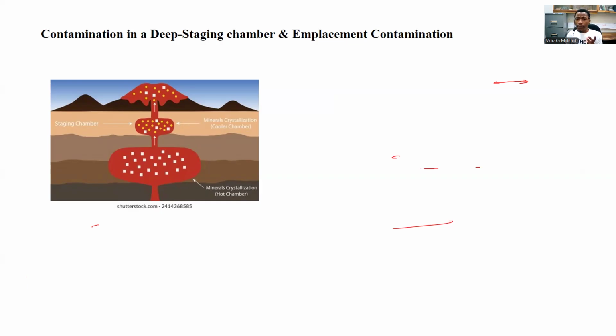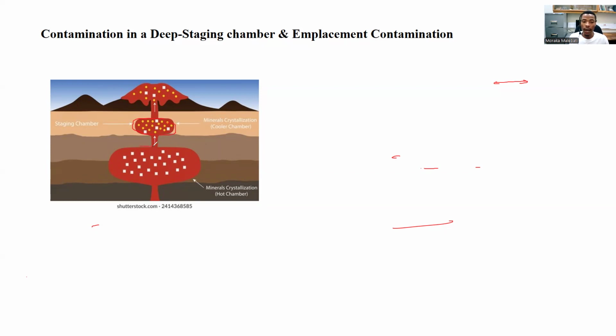So basically, they want to understand if the contamination happened in the deep staging chamber. All right, in the lower crust, or the contamination happened in the upper crust during the emplacement. They want to understand that difference. All right, because now let me give you an example. All right, so let's say this is the emplacement, this is where the Bushveld magma was in place. I'm just giving you an example.